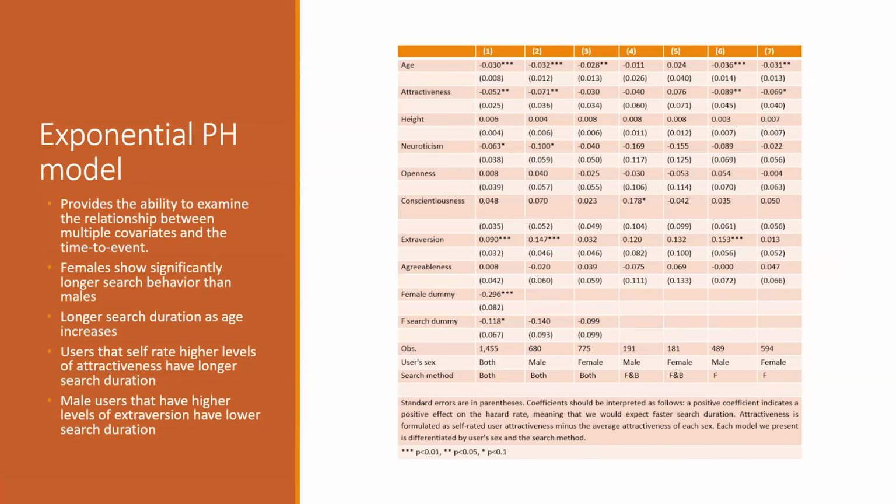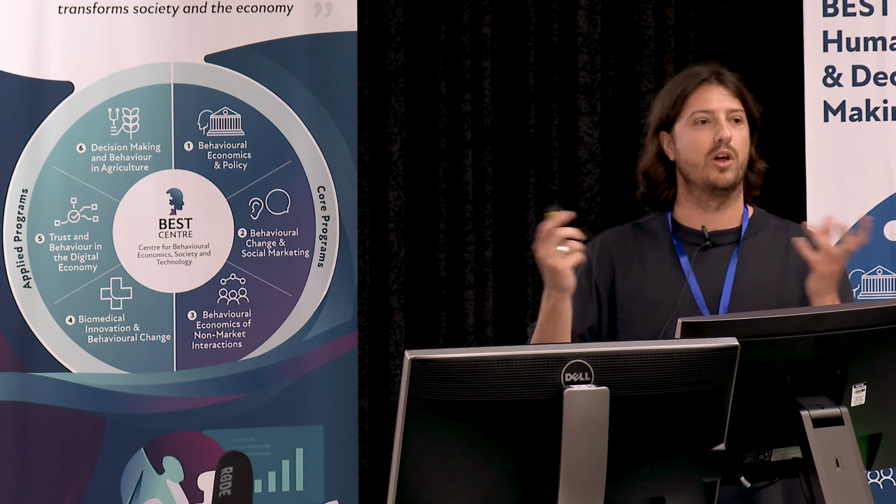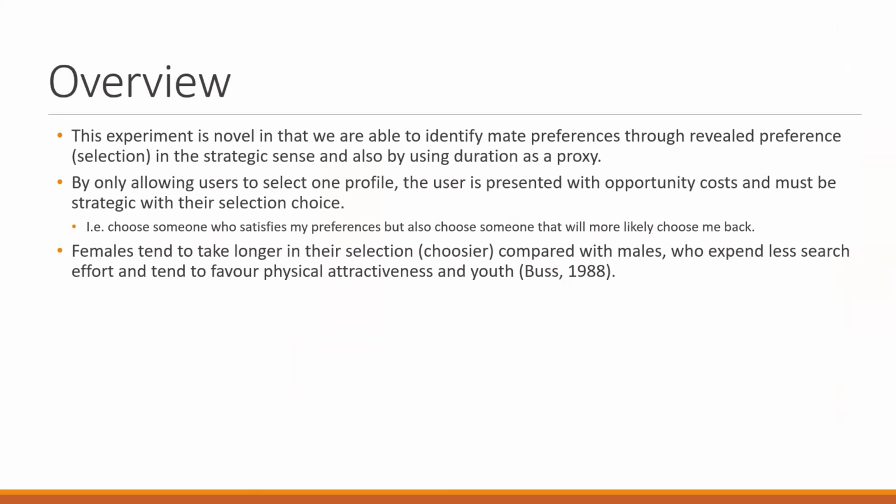Here we could see that females show significantly longer search duration as age increases. Users that self-rate higher levels of attractiveness have longer search duration, and male users that have high levels of extroversion have lower search duration. So the experiment is novel in that we're able to identify mate preferences through this new proxy that we are using for preferences: duration.